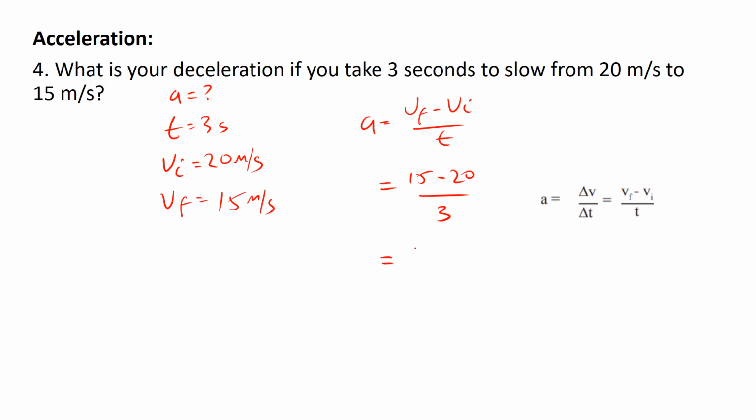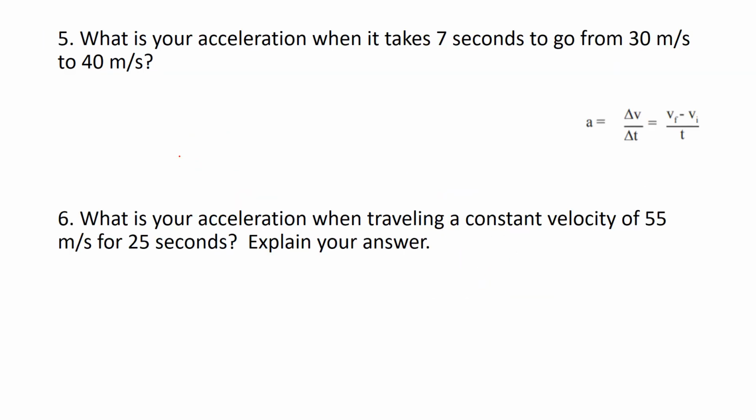A equals VF is 15 minus 20 over time of 3. And we're going to end up having 15 minus 20, which is going to give you negative 5. Divided by 3 gives you negative 1.6. Let's just go with 1.67 meters per second squared. That's our deceleration.